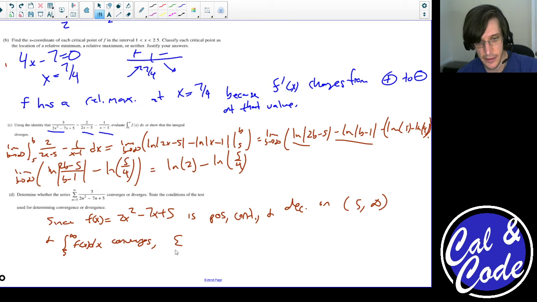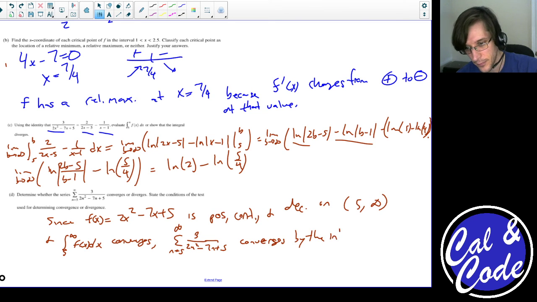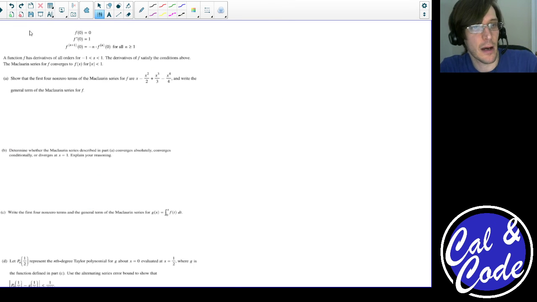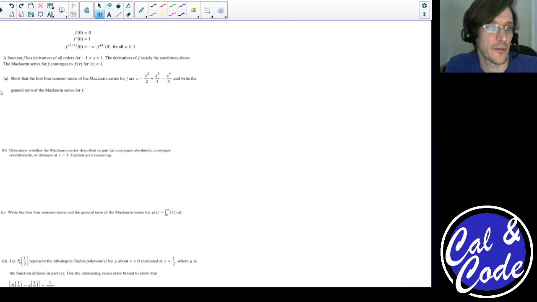the series going from 5 to infinity of 3 over 2n squared minus 7n plus 5 also converges by the integral test. I had to show them the conditions. They did mention that I needed to talk about the conditions, but I should use the conditions by default even if they do not ask me for them. We want to get in a good habit of setting up conditions so that we don't get left out. All right, last problem. This is the series question for this year.